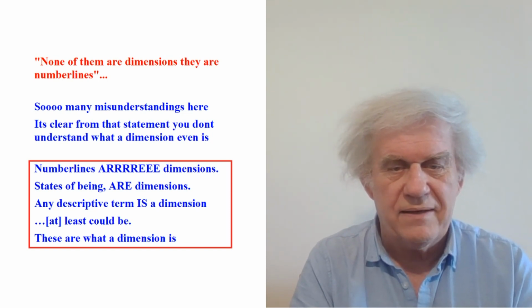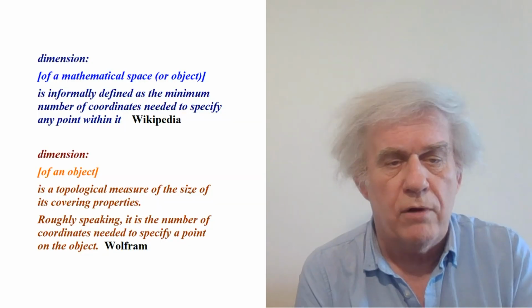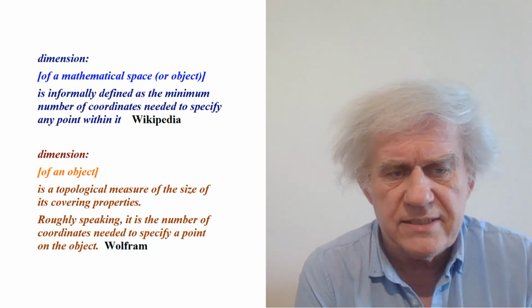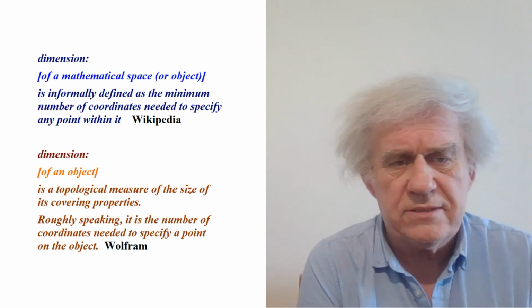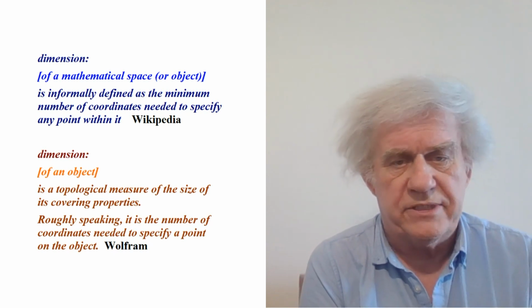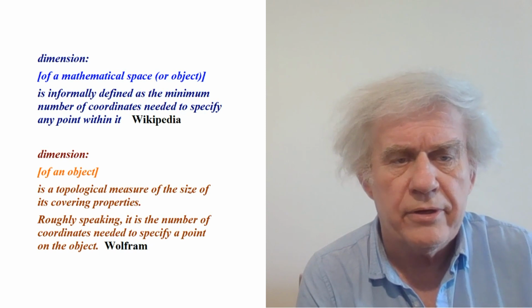Okay, let's find out what he doesn't know. Okay, here's the first one. Here's the definition of dimension. This is from the official literature out there. One is from Wikipedia, the other one is from Wolfram. They both basically say the same thing. First thing is they clarify that dimension is of a mathematical space, whatever that is, or object, and the other one says dimension of an object. So we're more or less in the same ballpark here.